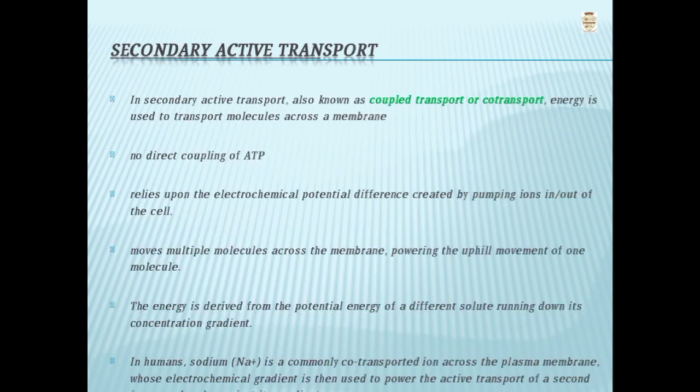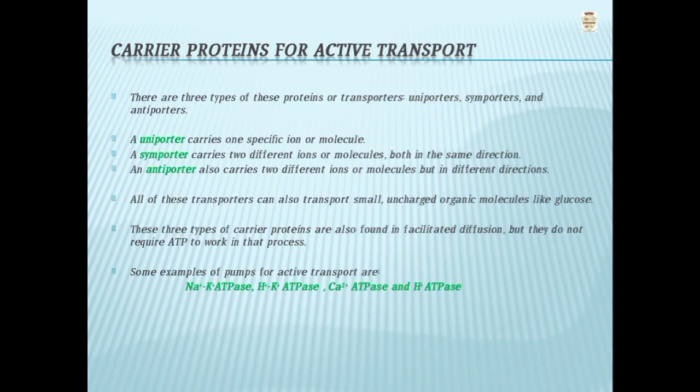Secondary active transport is also known as coupled transport or co-transport. Energy is used to transport molecules across a membrane. There is no direct coupling of ATP. It relies upon the electrochemical potential difference created by pumping ions in or out of the cell. The energy is derived from the potential energy of a different solute diffusing down its concentration gradient.